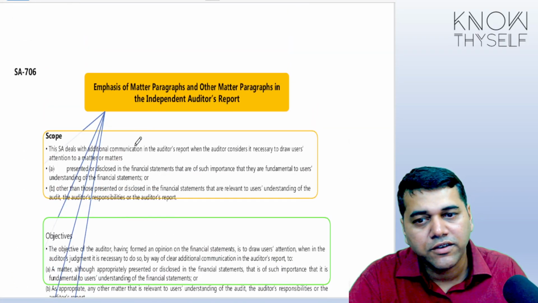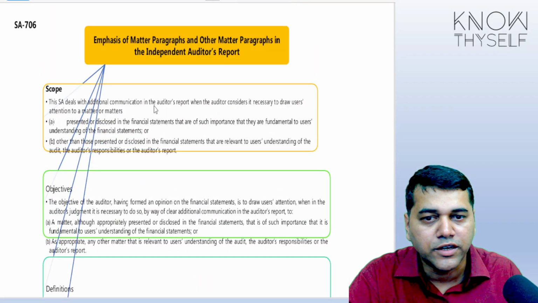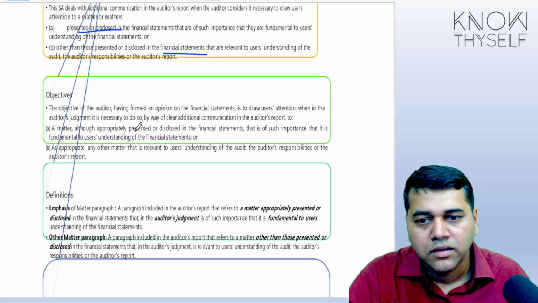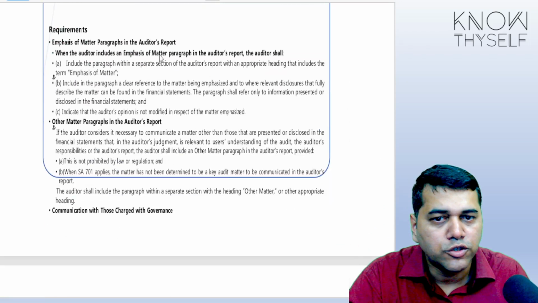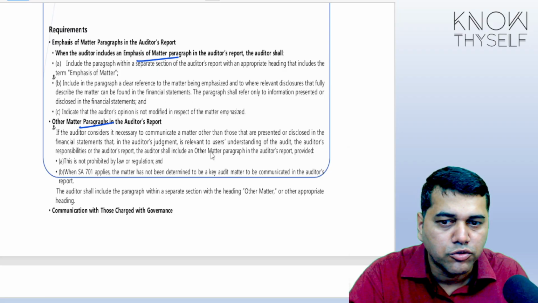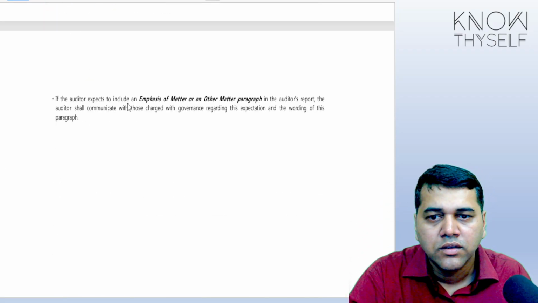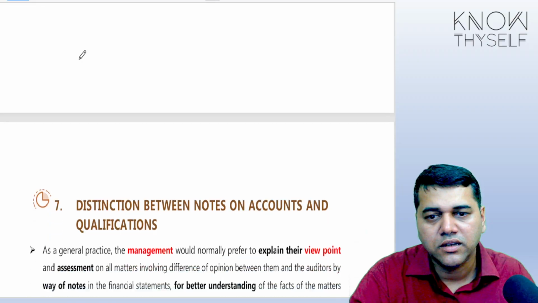Okay, the last thing, they have given one chart, 701. The scope is what? It has 2 elements: emphasis of matter and other matter. Now, they give the definition of emphasis. So, when you should include the emphasis, when you should include the other matter, then you should communicate with the TCWG. You should have the communication with the TCWG.